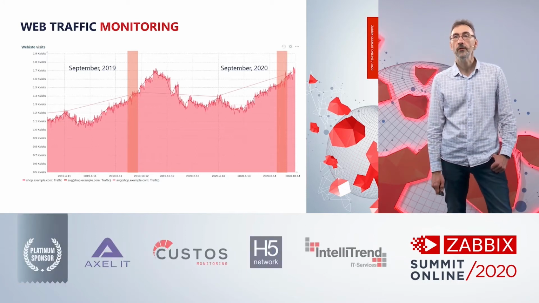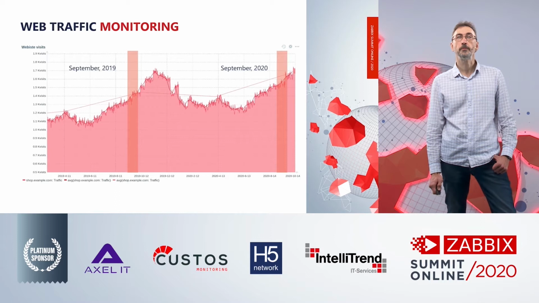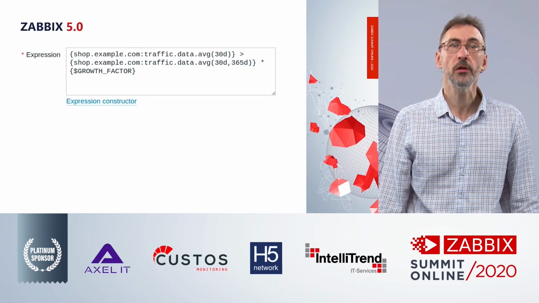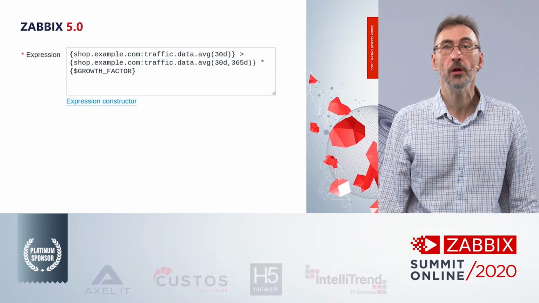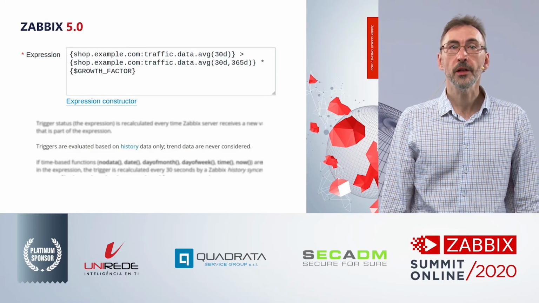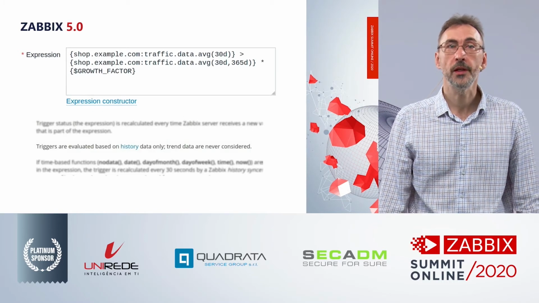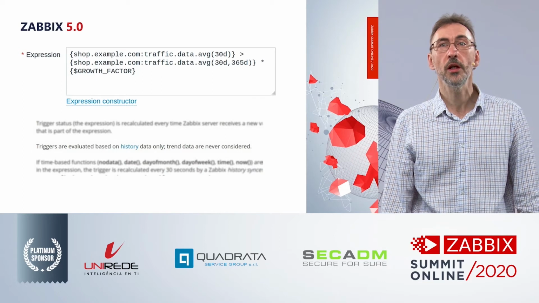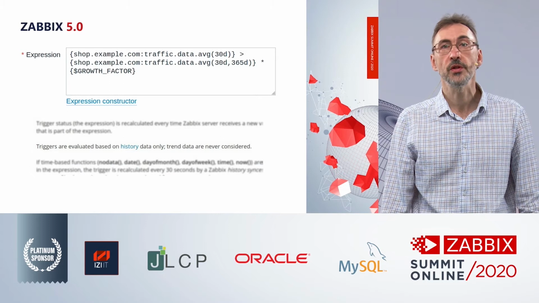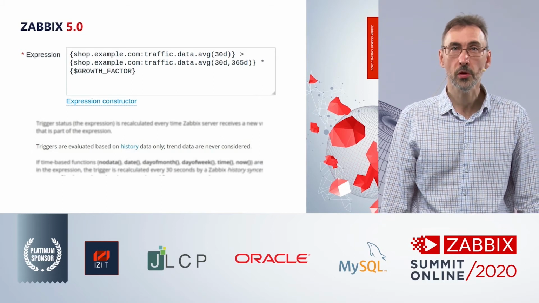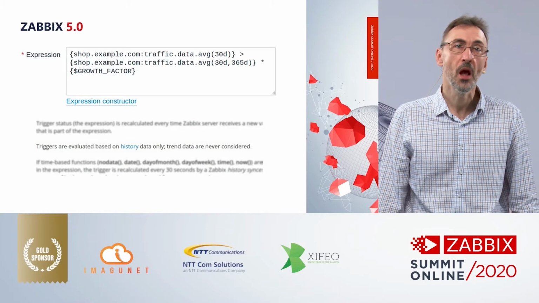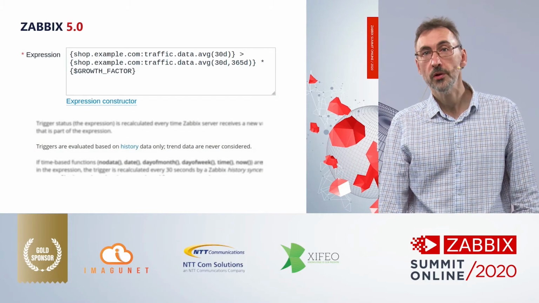But there are quite a few problems with this trigger expression. First, we look 1 year back in the history. But if we look into the Zabbix 5.0 documentation about triggers, we see this: triggers are evaluated based on history data only. This means that we need to keep the full detailed history for at least 1 year, 13 months in this specific case. It is a possible solution if we ingest the traffic data daily, but what if we do it every minute? What if we do it every minute for 1,000 websites?